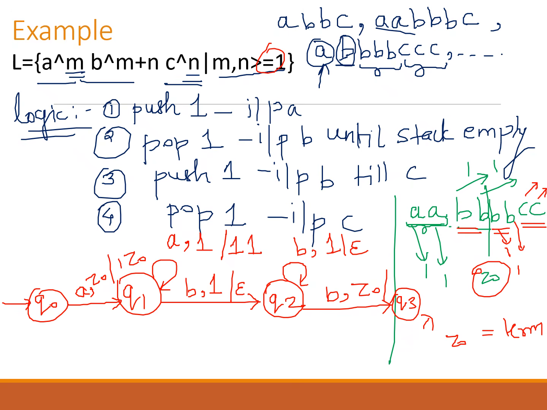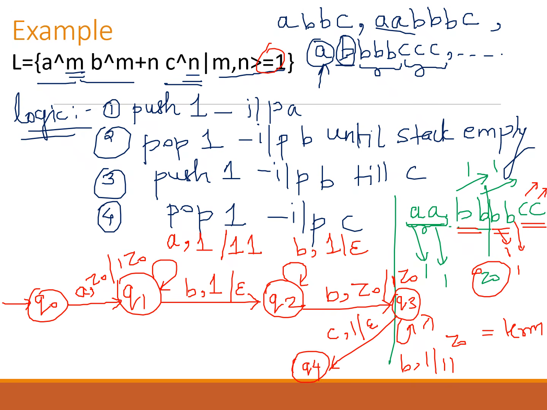Q3. Now what happens here, as soon as I get B with a Z0, I will start doing a push operation again. So this is one Z0 here. And again, for any number of B's, I will be doing a push operation. Now, as soon as I get a C and there is 1 on the stack, I'll start performing the pop operation.